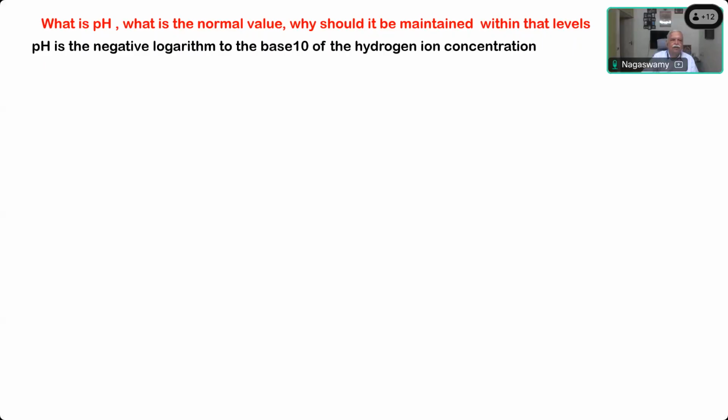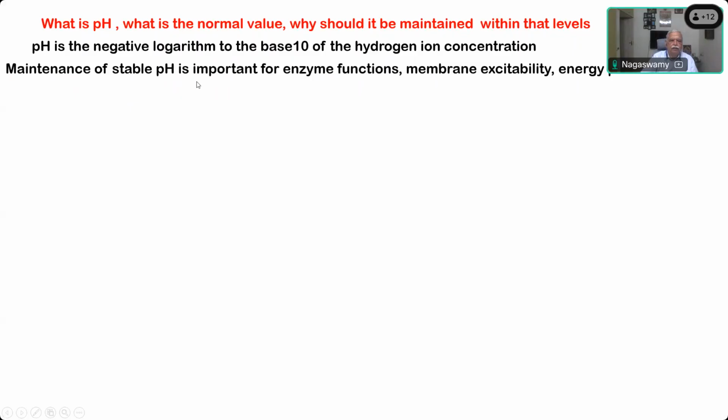Enzyme systems, excellent. So pH is the negative logarithm to the base 10 of hydrogen ion concentration. Maintenance of stable pH is important for enzyme functions, membrane excitability, and energy requirements. And the normal value is 7.35 to 7.45.